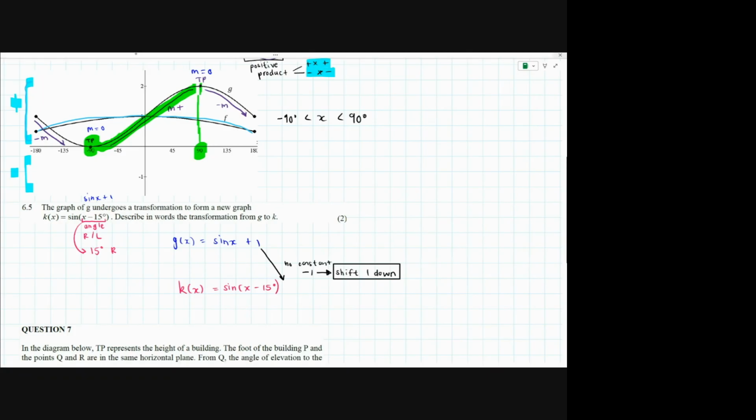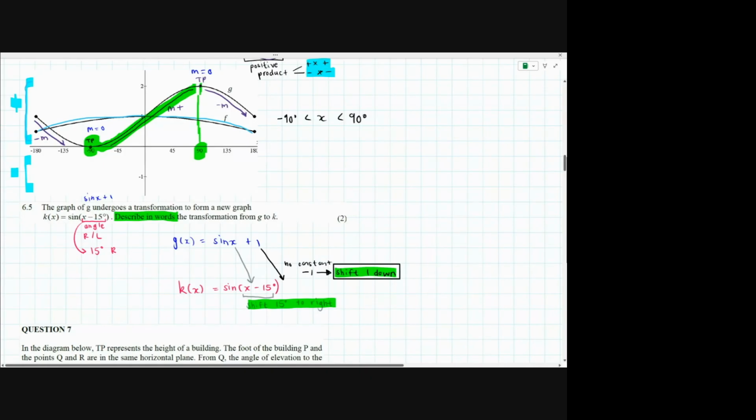The next thing that I notice is obviously to do with our angle. Initially in g of x, we just had sine of x. But now we've got sine of x minus 15. And we've already discussed what this transformation is. This is a transformation 15 degrees to the right. And so when it says describe in words, the words that you would write down are quite literally what we have here. Shift 1 unit down and shift 15 degrees to the right.